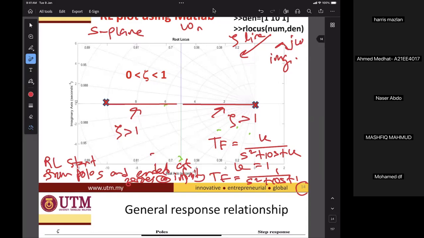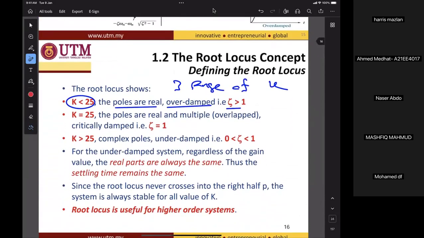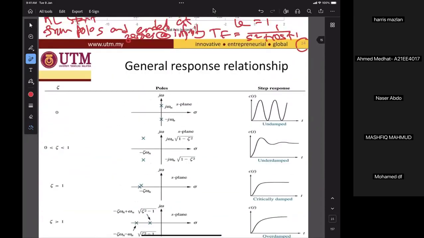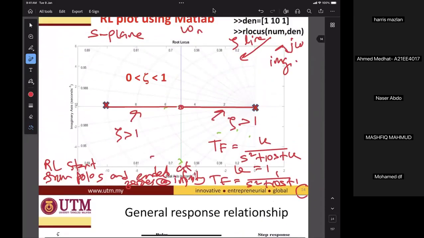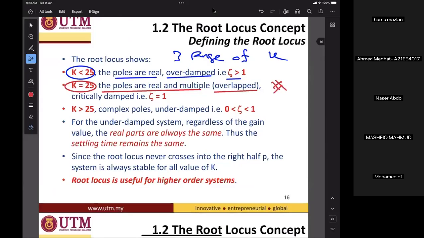And then the second range is k equal to 25, where the poles are real and multiple, or we call it overlap. So it is located here, at -5, where zeta is equal to 1. We call it critically damped.